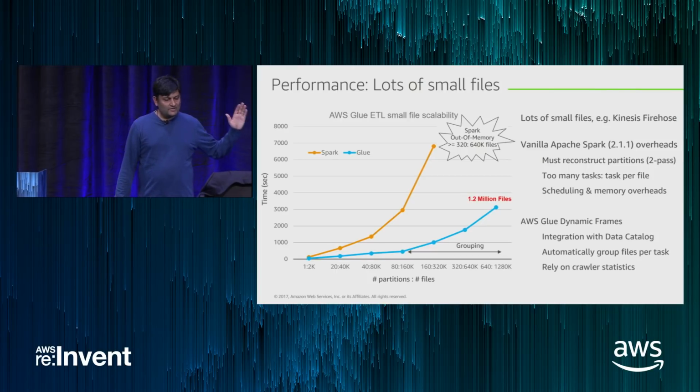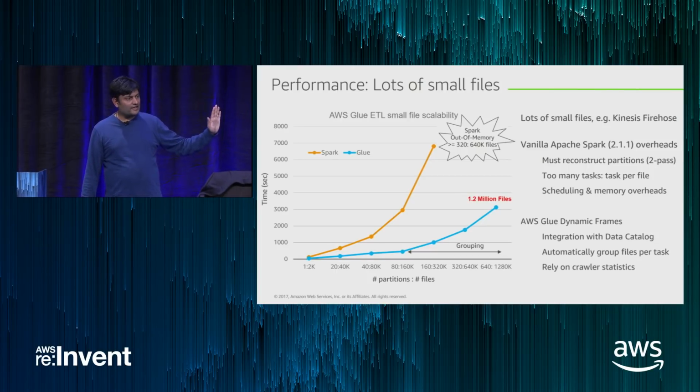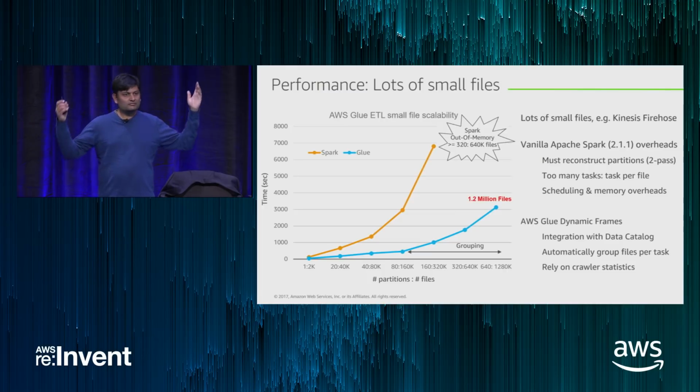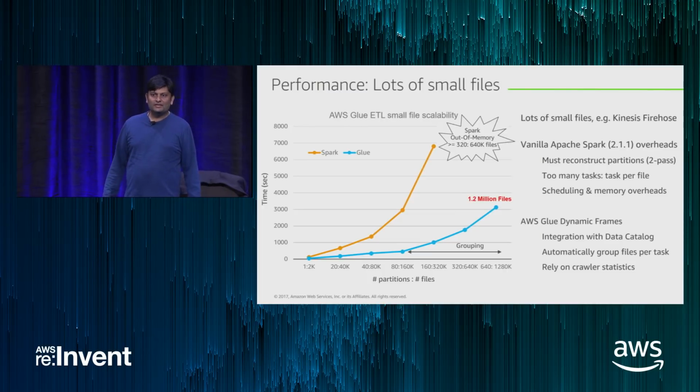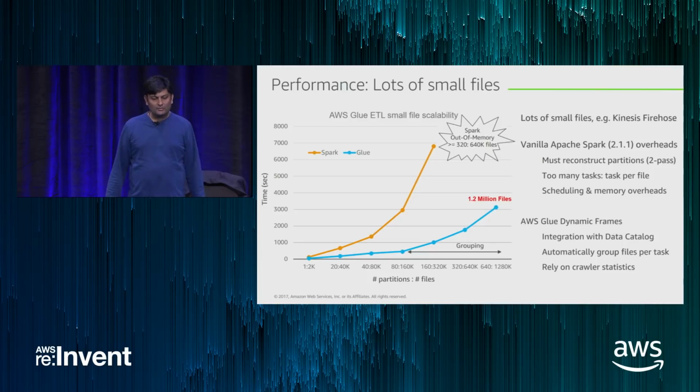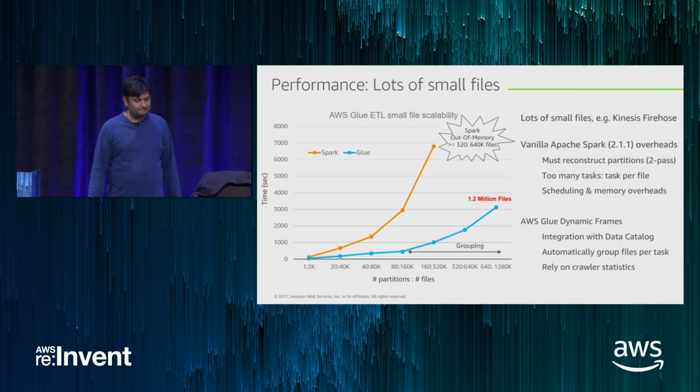And so as you scale the number of partitions and number of files, in this particular case, we're actually going over Twitter data, at some point, Spark basically just poops out. It just doesn't have enough memory to keep going. And at around 320,000 files, 160 partitions, we're going about 7 times faster than Spark. Vanilla Spark, that is. Okay, 2.1.